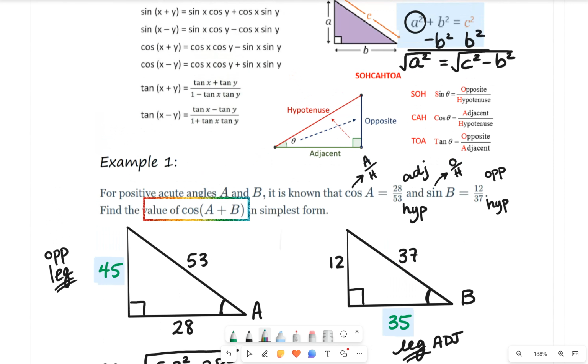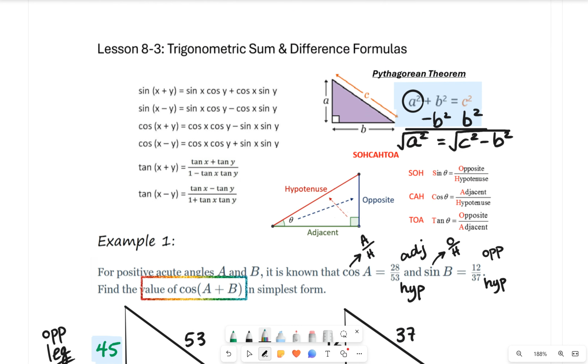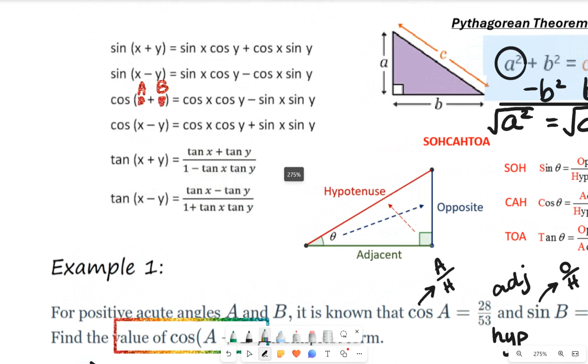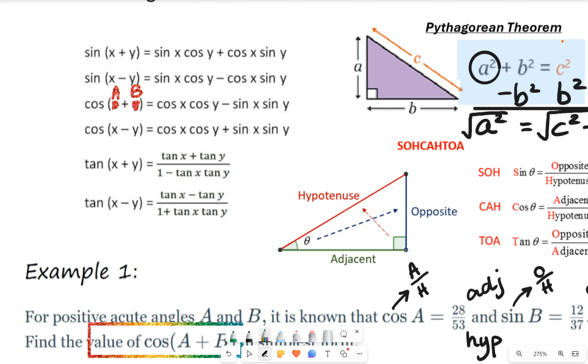If I go back upstairs, I want you to realize that all the sums and differences have been given, but this time, instead of saying cosine x plus y in the formulas, they used x plus y. So all you need to do is resubstitute capital A for every x and capital B for every y. So in this particular problem, our cosine A plus B is going to be cosine, get rid of that x, capital A instead of x, capital B instead of y.